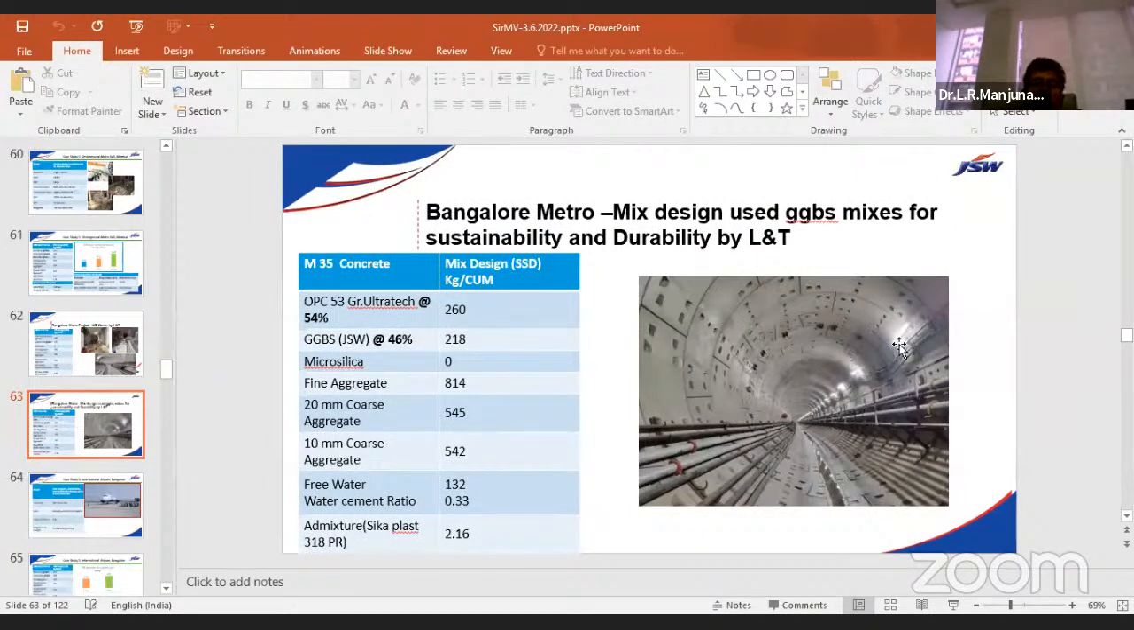Similarly, M35 grade concrete, Bangalore metro, GGBS is 218 kg and OPC 260 kg. GGBS used at 46%. So you can fine tune the mixes because we have a separate GGBS, we have a separate cement. So based on your strength requirement, durability requirement, you can alter the combination of the mix, which doesn't come with a pre-blended PPC cement or composite cement.